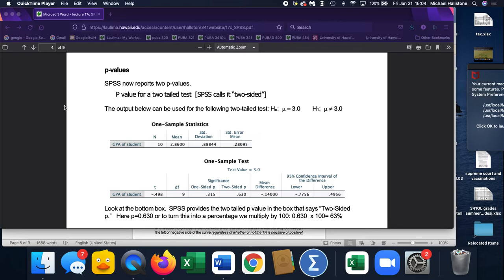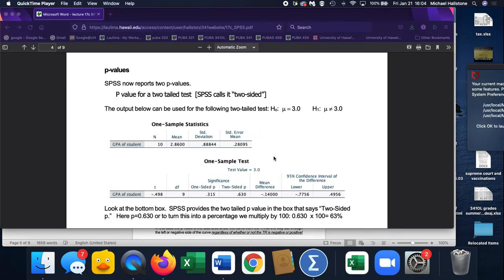So, hi guys. Okay, so in this video I'm just going to show you how to handle p-values, where to find them, and what they mean in SPSS. This is just later on in the same lecture that I talked about in the video where I show you how to get this output.